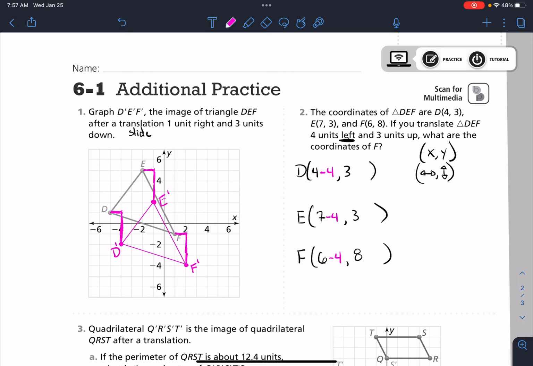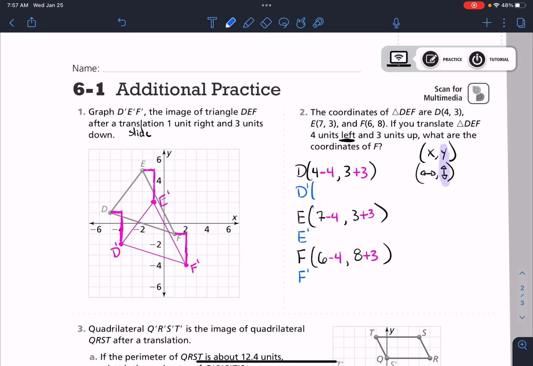And then it says that I'm also going to go 3 units up. So that's my Y value over here. So as I'm going up, right? Up would be a plus. So I'd put plus however many units it says. And it said 3. And then now I'm going to get a new coordinate point. I'm going to get D prime, E prime, and F prime.